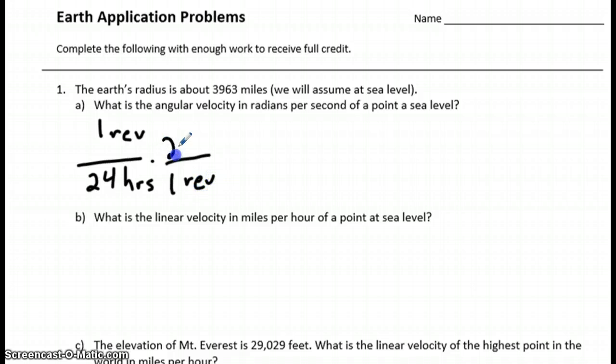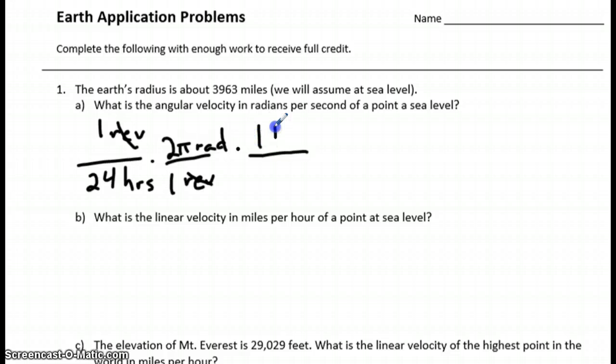Well, I know that the Earth makes about one revolution in 24 hours. And take this angular velocity, angular over time, change it into radians per second. Okay, one revolution, there are 2 pi radians. So now my revolutions units cancel, I now have radians. Let's change hours to seconds now.